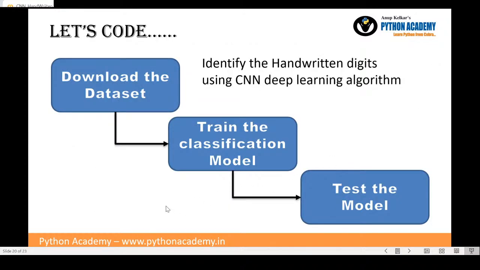Now let's try our hand at a deep learning algorithm. For that we will do a very small example, which is handwritten digit identification using a CNN network. For that we will need to download the dataset, train our model for classification, and then test our model with some kind of input. We will do that live, and as I said, you can also do that at the same time.